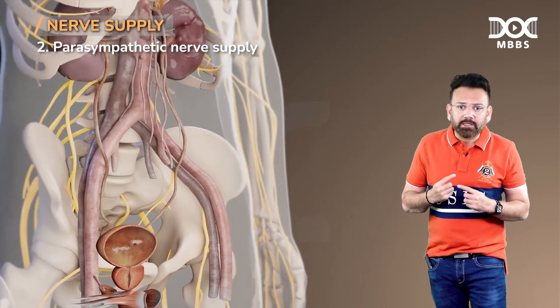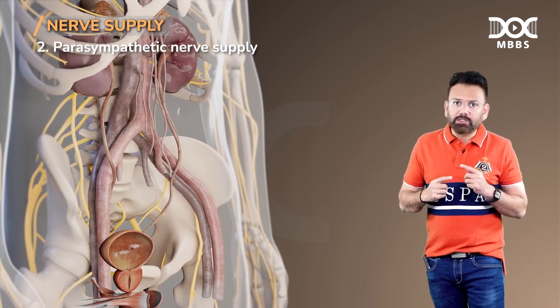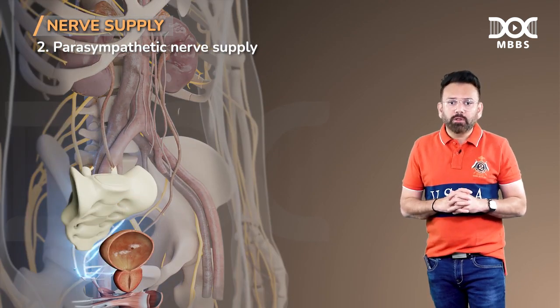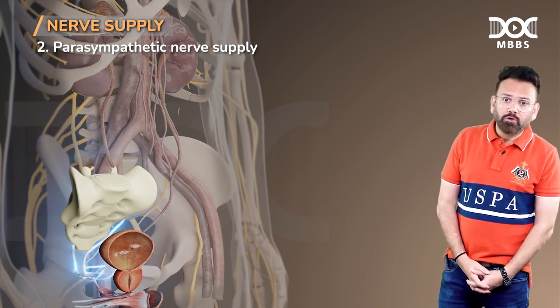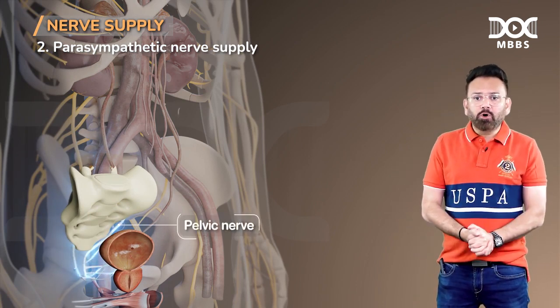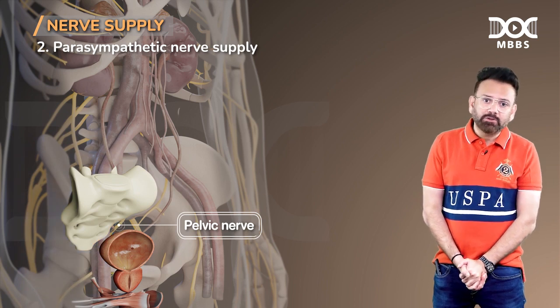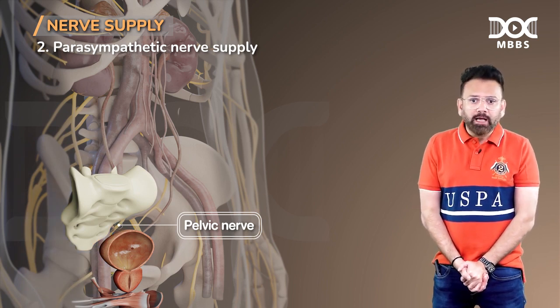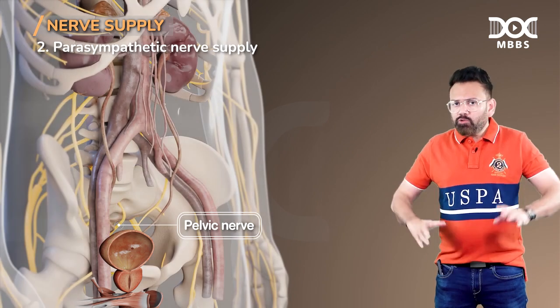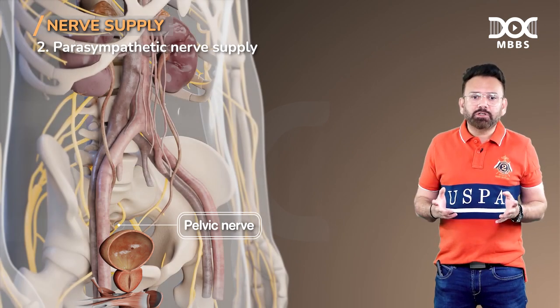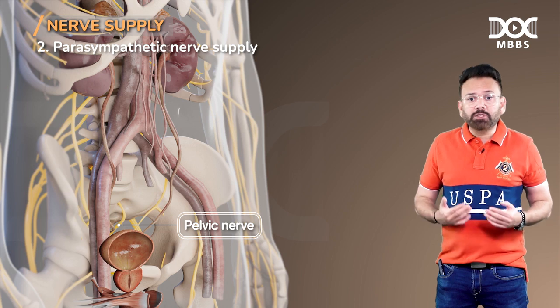Now parasympathetic stimulation and the sensory supply are both from the same root value, and that is S2, S3, S4, called the pelvic nerve or nervi erigentes. You must have read in your anatomy also, S2, S3 and S4. And when you relax, it is parasympathetic. Now you want to do the process of micturition.